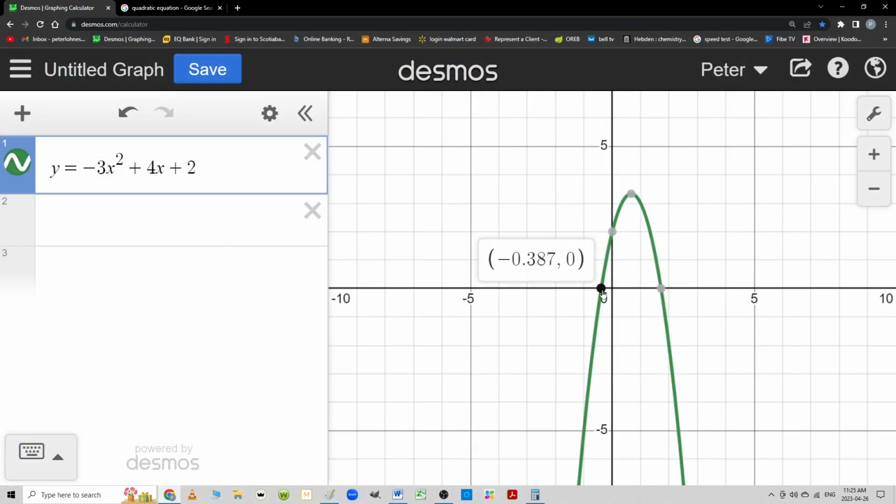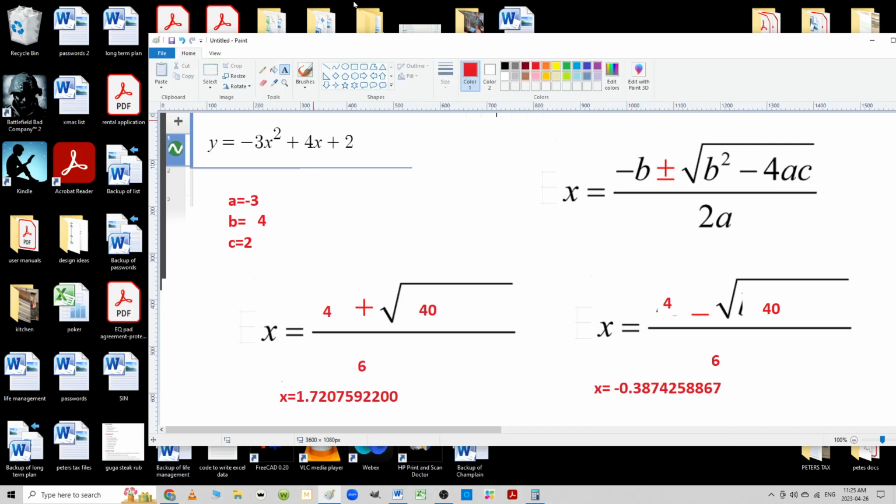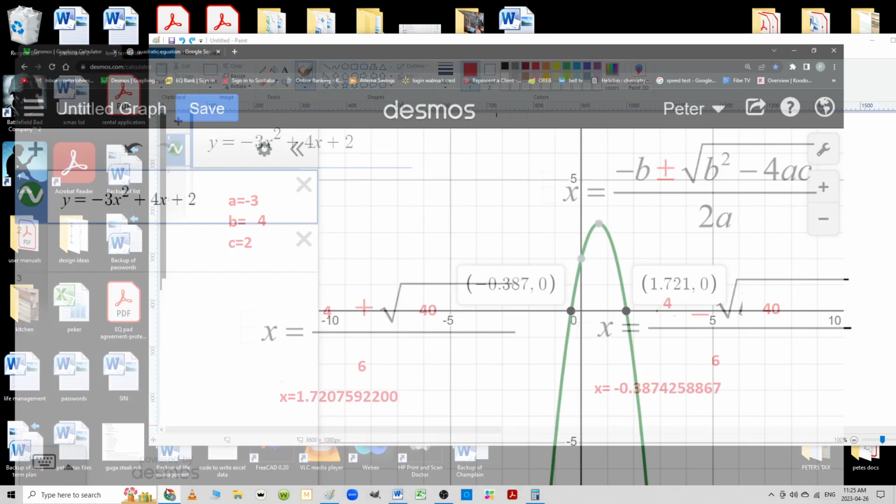There's the negative 0.387, and there's the 1.721. So we discover that the quadratic gives our exact roots, not our factors. So that's the benefit of the quadratic. Let's lower this graph a little bit.